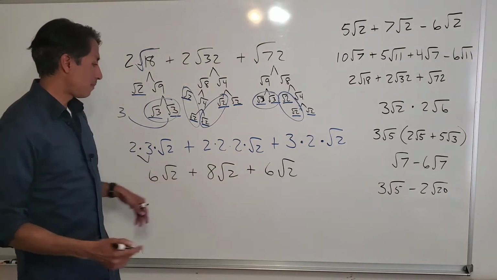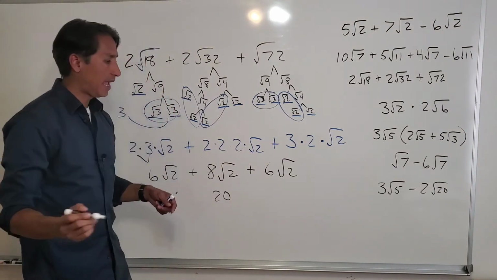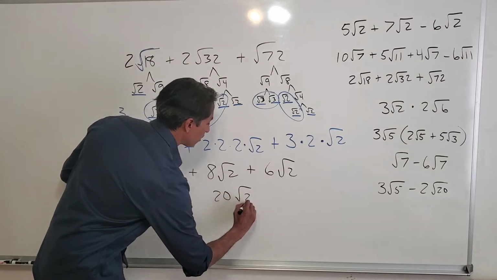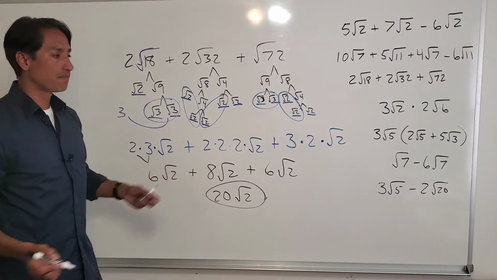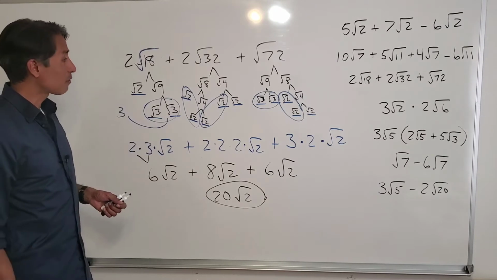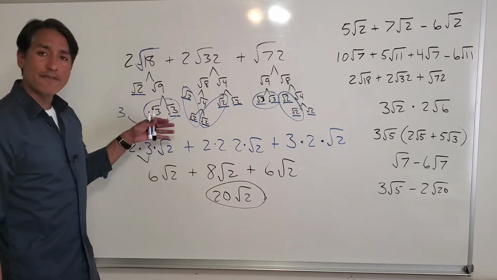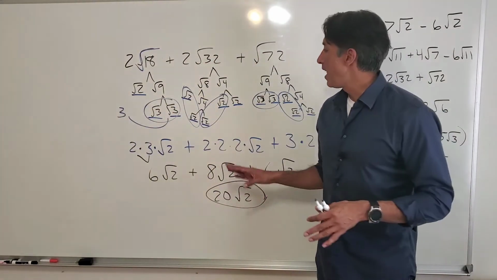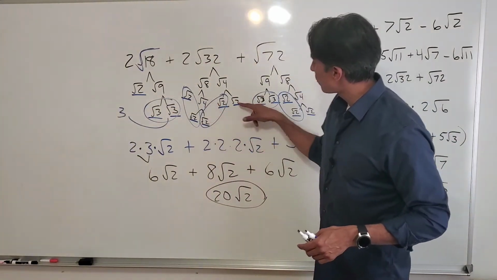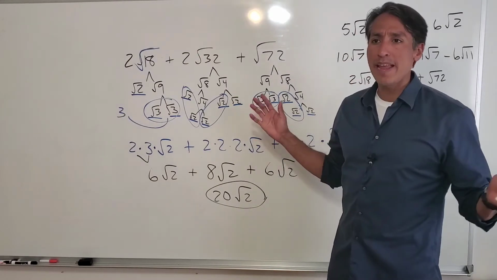Okay, so I end up with 20, and then I have square root 2, and I circle my answer, and I'm done. All right, that was a lot of math. But again, give yourself room on the page. There's so many times when you guys write so small and you're going to miss. If you miss one of these square root 2's, then you're going to be out, okay?